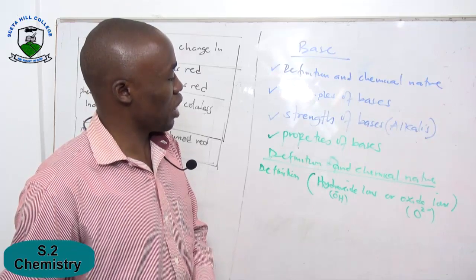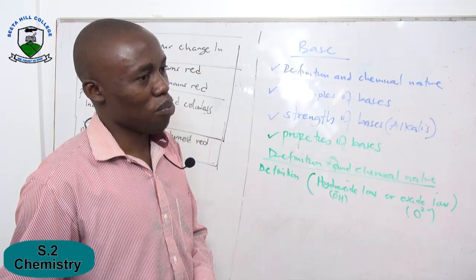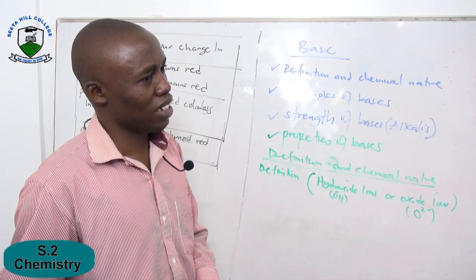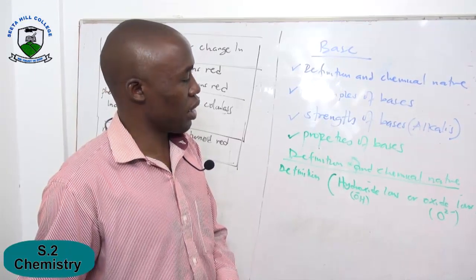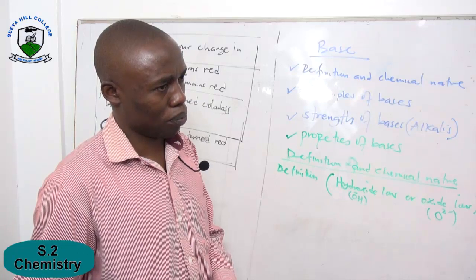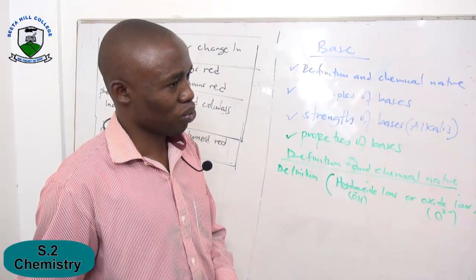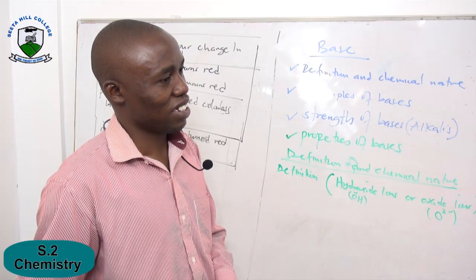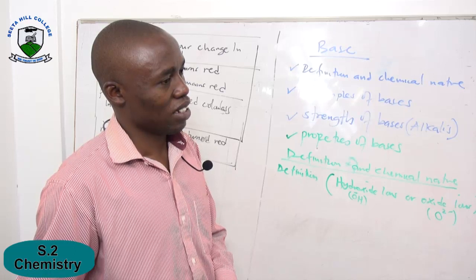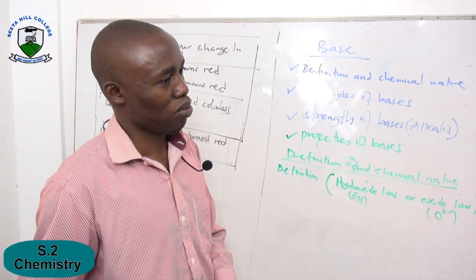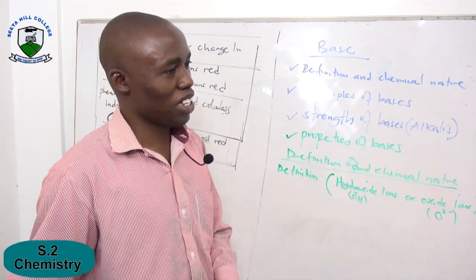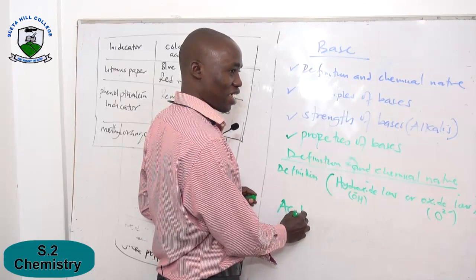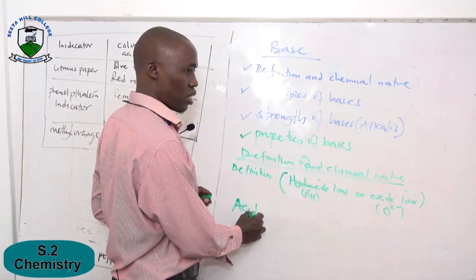And can you guess why water is produced? How many elements are found in water? Okay, why do you think a base will produce water? Because it contains an oxygen atom and a hydrogen atom. What I mean is that hydroxide, hydro means water, and oxide is coming from oxygen. That's what I'm trying to say.